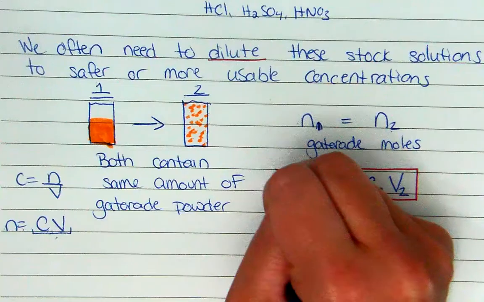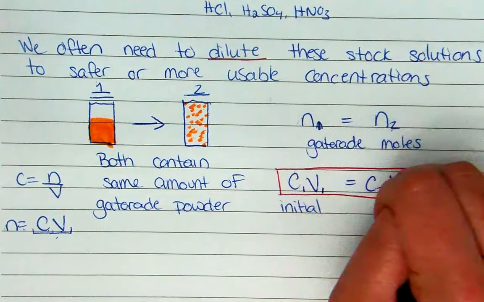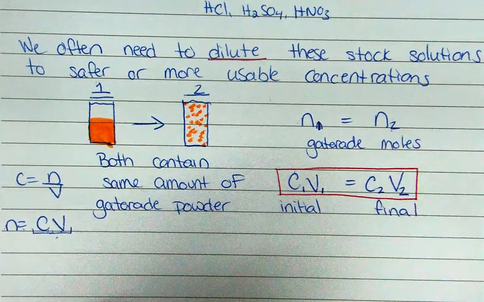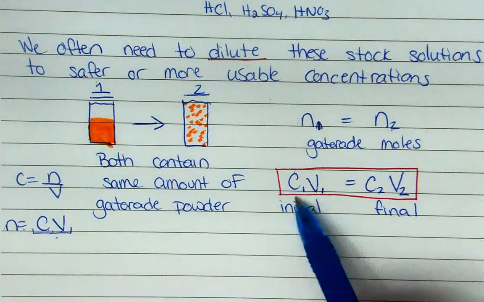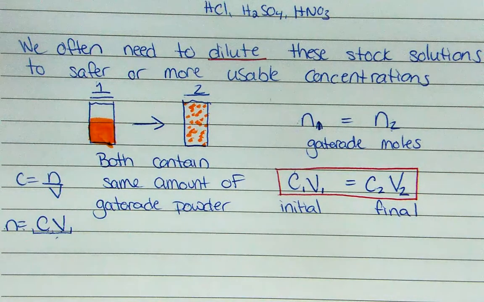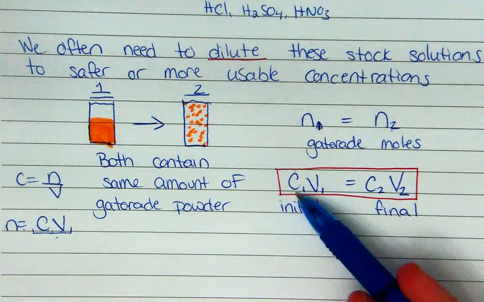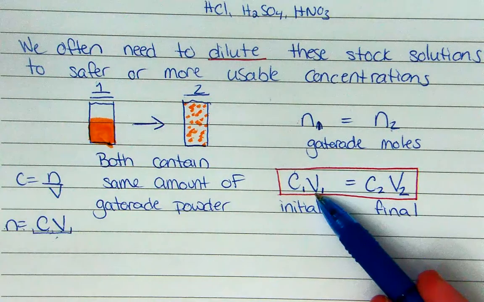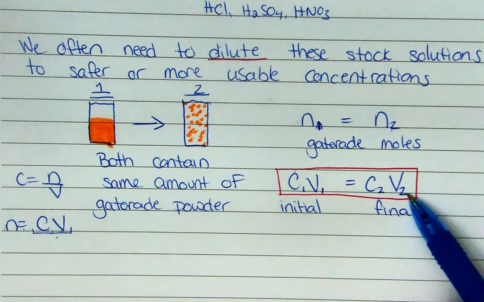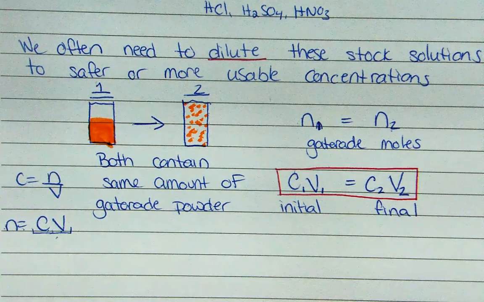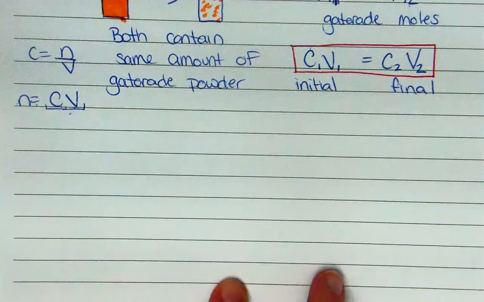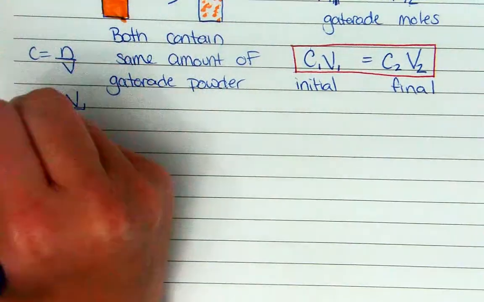We've got initial and we've got final. Okay, the ratio of concentration and volume doesn't change. So I can use this formula to tell me how much I should use of my original solution to dilute it to a known volume of my second solution. Obviously, we're going to do some examples right now.